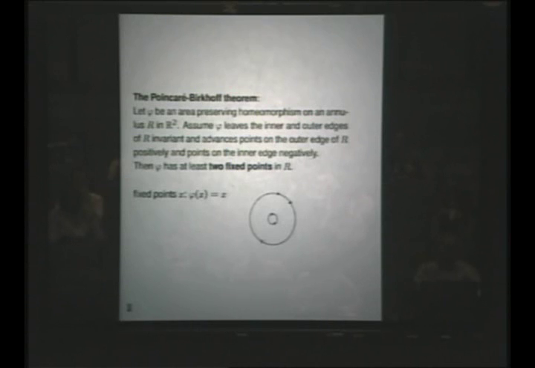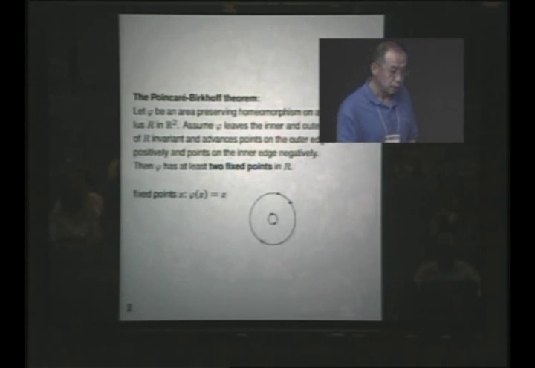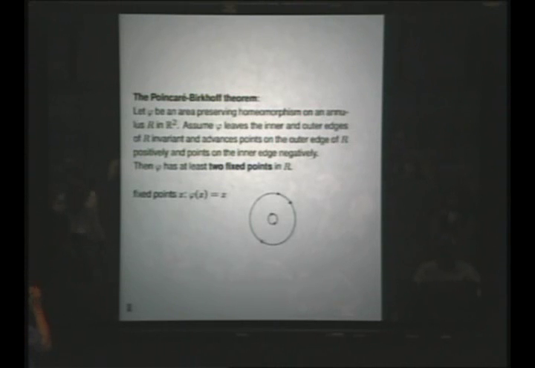This theorem is also called Poincaré's last geometric theorem, and was one of the last few formulated by Poincaré, and then Birkhoff gave a proof shortly after. But this was almost 100 years ago, around 1910. It's a very simple theorem: you have an annular domain in R2, which we call R, and you have a map phi, which is a homeomorphism, one-to-one and onto, and the inverse is continuous. It's also area preserving.